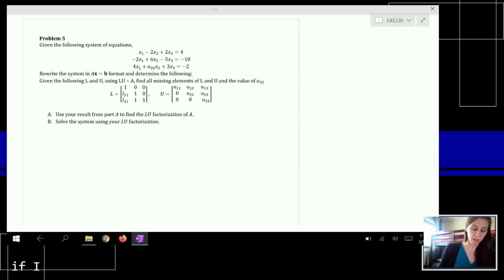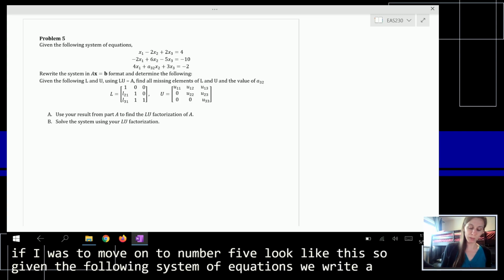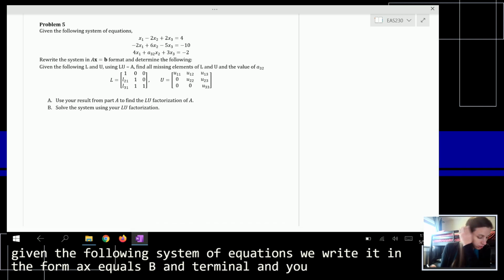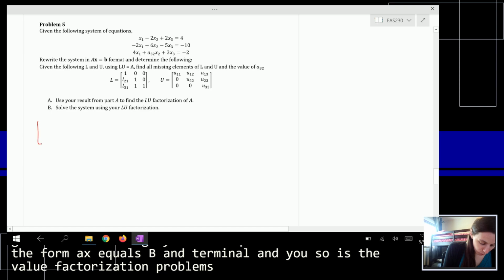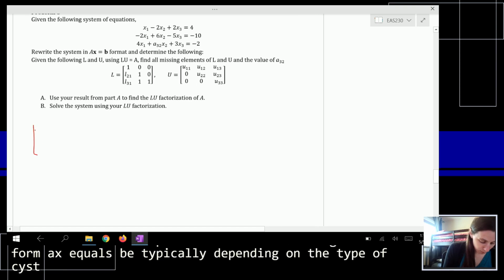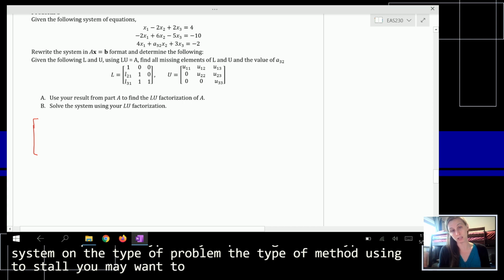If I was to move on to number 5, it would look like this. So given the following system of equations, rewrite it in the form of Ax equals b and determine L and U. So this is an LU factorization problem. So first, writing it in the form of Ax equals b, typically, depending on the type of system or the type of method you're using to solve, you may want Ax equals b.